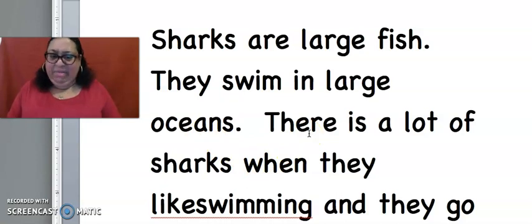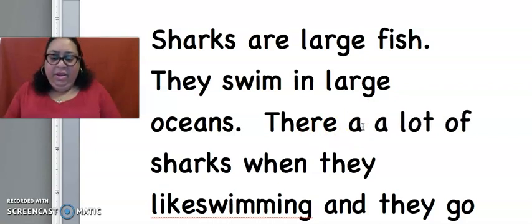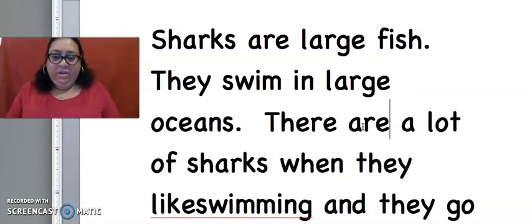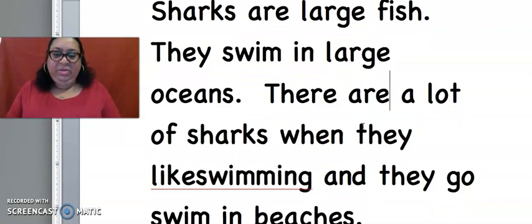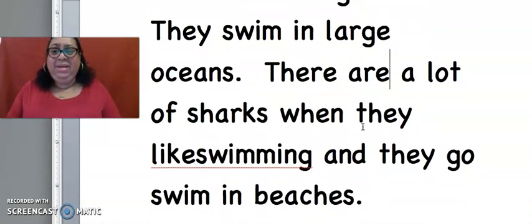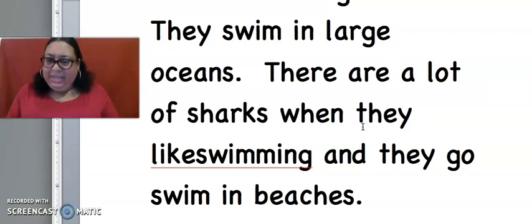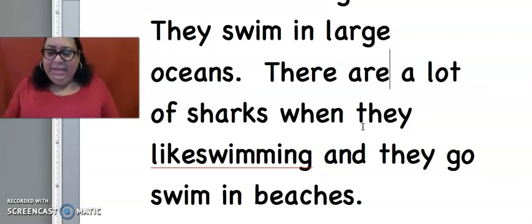That doesn't sound right. We don't say there is. There are a lot of sharks when they like swimming and they go swim in beaches. Oh my gosh, what was I thinking when I was writing this? This is not easy for my reader. I have a lot of things here that are jumbled together. It seems like I'm repeating a lot of the same ideas. Let me go back and make some changes so that I can make this easy for my reader.